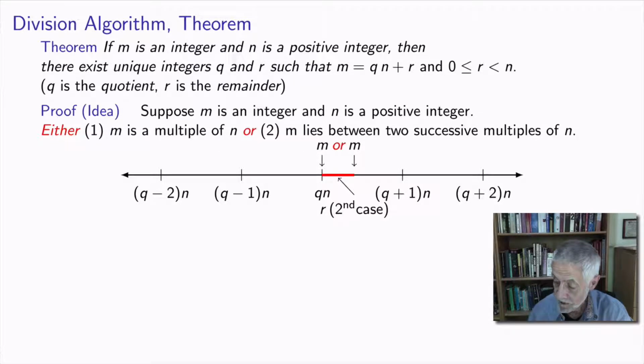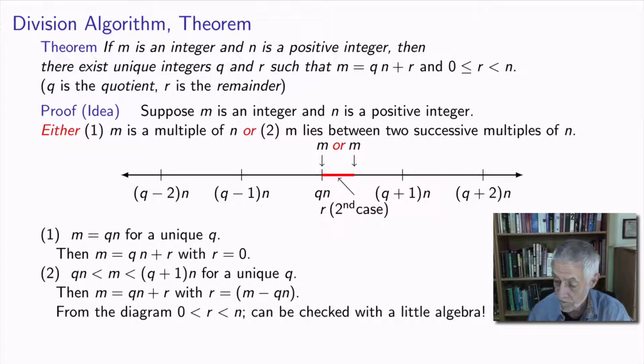So here, if m is a multiple of n, then we have the situation where m is equal to qn for some q, and if m lies between two multiples of n, as in this case here, then we have the situation where m is equal to qn plus some remainder r, which in fact must be equal to m minus qn. So stating that a little bit more carefully, we have that either m is equal to qn for a unique q, in which case m is equal to qn plus r with the remainder 0.